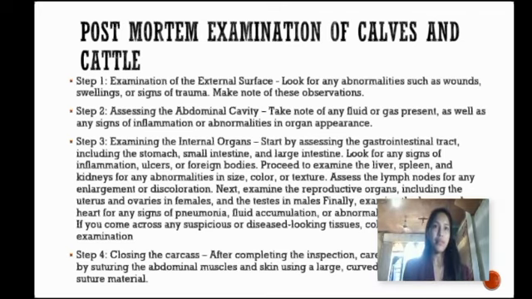Let's begin to examine the organs of the abdominal cavity. Begin by evaluating the gastrointestinal tract, which includes the stomach, small intestine, and the large intestine, and look for any signs of inflammation, ulceration, or foreign bodies. Then check the liver, spleen, and kidney for abnormalities in size, texture, or color. After that, evaluate the lymph nodes for enlargement or discoloration.